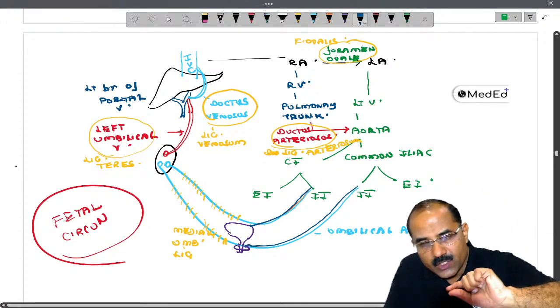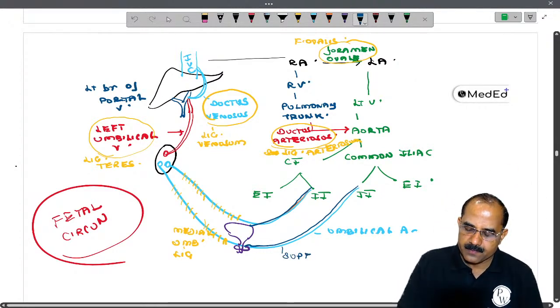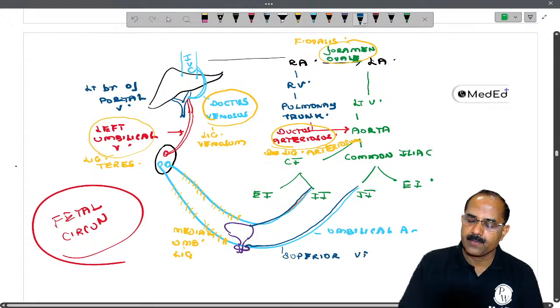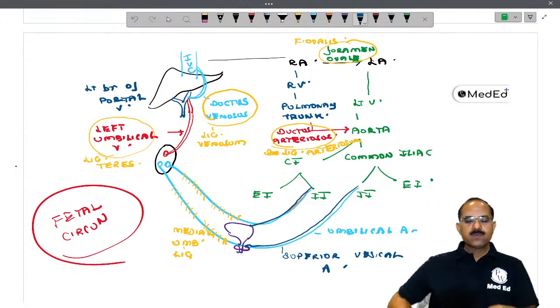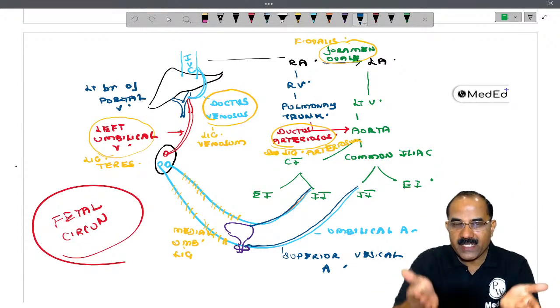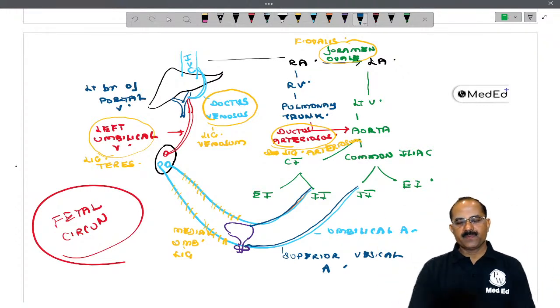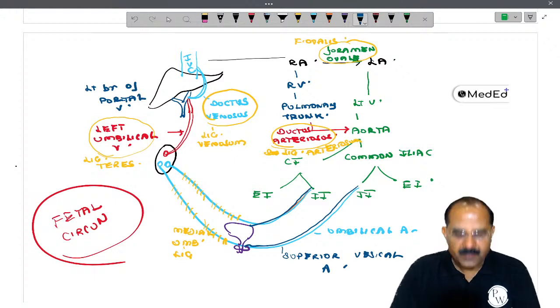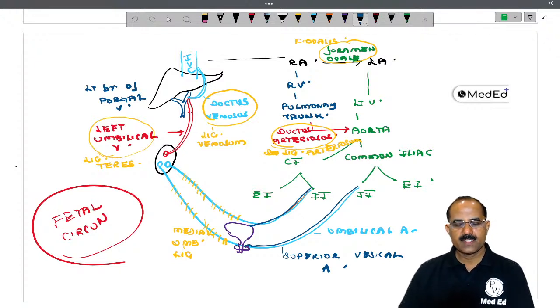This is the non-obliterated part of umbilical artery. It would begin from the internal iliac. It would supply the bladder. This is now known as the superior vesical artery. The superior vesical artery is the non-obliterated part of umbilical artery, and the obliterated part of umbilical artery is known as the medial umbilical ligament. Is this clear? Is this clear to all of you?